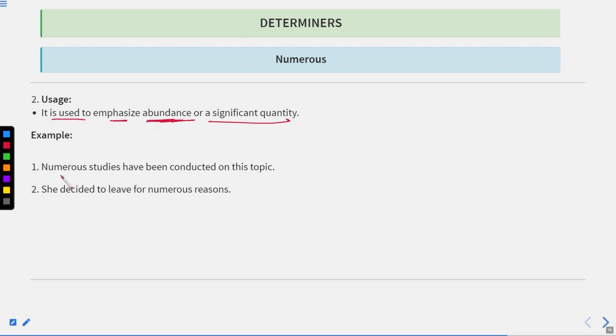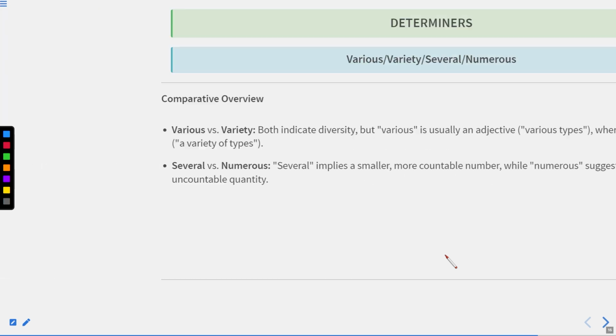In fact, numerous studies have been conducted on this topic. Numerous studies means a large number of studies. She decided to leave for numerous reasons. So she decided to leave. It means there were many reasons, or there was a list of reasons for her to leave. So there were numerous reasons. It means many, more than many reasons. So there we can use the word numerous.